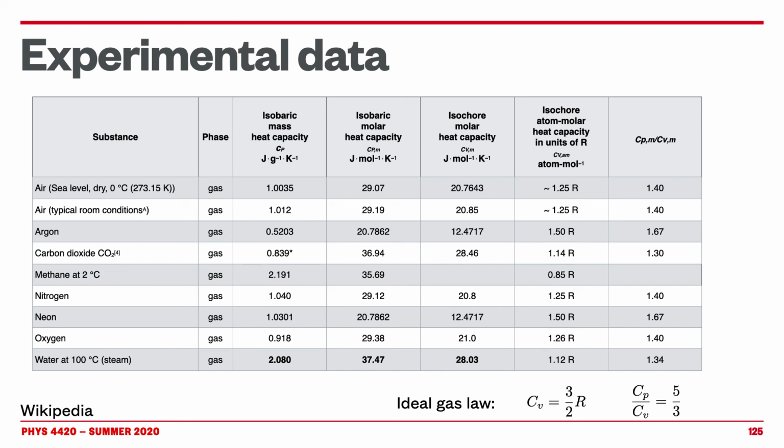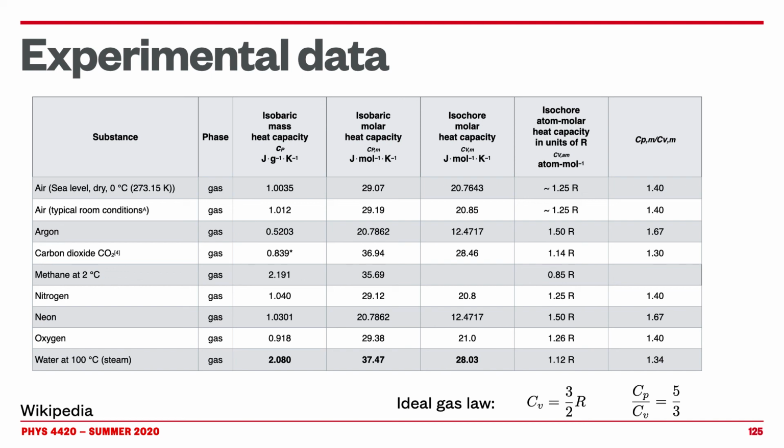Just so you understand a little bit this table, we are talking about isobaric, which is constant pressure, and isochoric, which is constant volume. We'll discuss those things a little bit more in detail later in this course. And I added the last column, CP over CV, which is, of course, the adiabatic index. So what I'd like you to focus on are the last two columns.